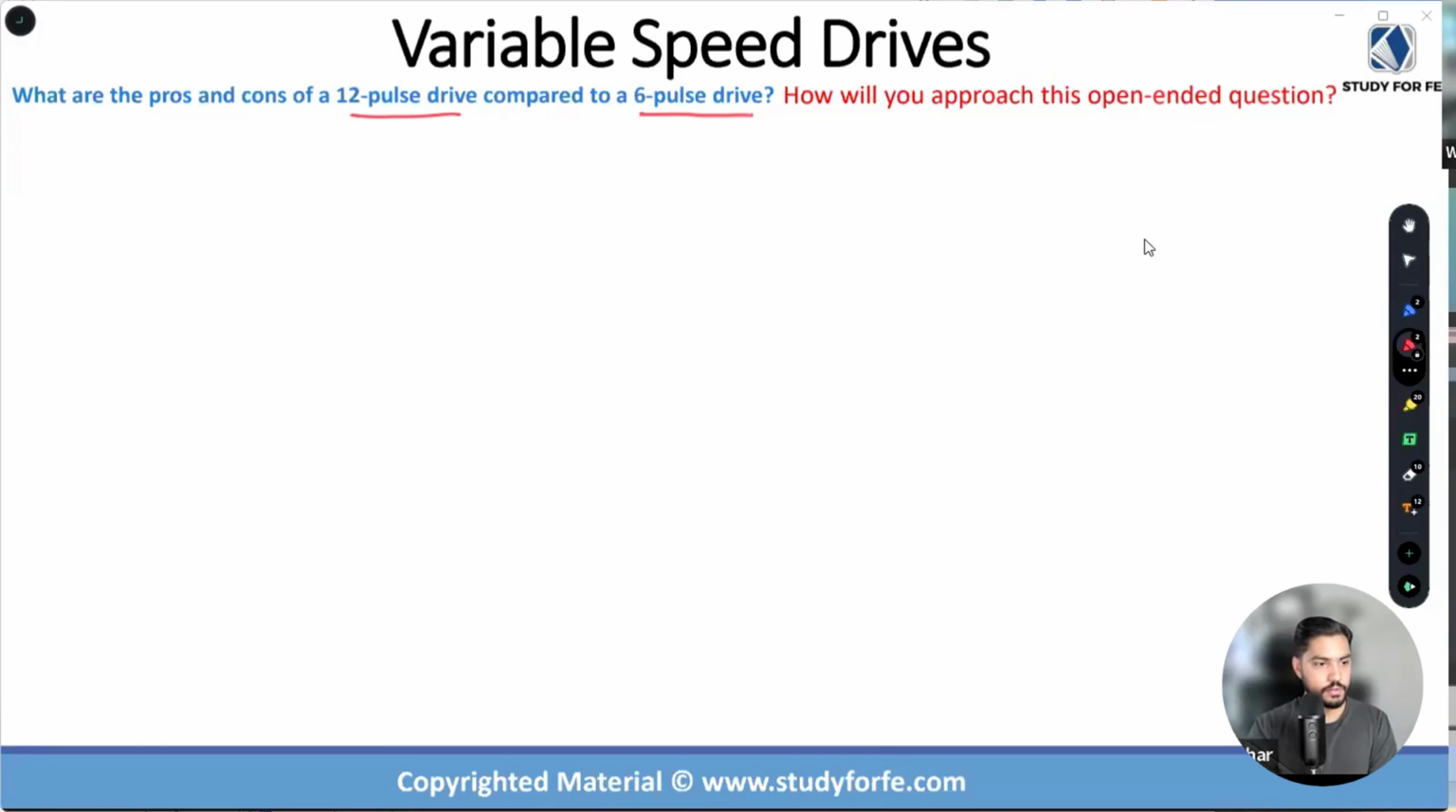What is the difference? Maybe we can look at it from a performance standpoint. Maybe we can look at it from the construction standpoint, i.e. the configuration standpoint. Okay. Maybe we can look at it from the standpoint of harmonics. Okay. So these are the different things that you should start exploring, right? Different directions you can start moving into, right? So give me a couple of reasons or examples why you think 12 pulse drive is a better option as compared to a 6 pulse drive.